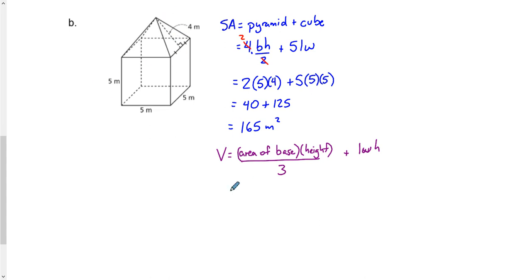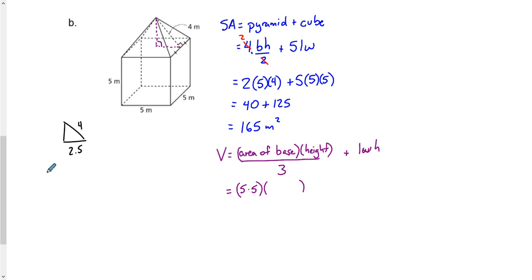So the good news is our area of this base is just going to be 5 times 5. The height of this pyramid is something that we're going to have to calculate, because we don't know what the actual height of the pyramid is. So let's calculate it out. The good news is we have a right triangle. The hypotenuse is 4, and this side will be half of 5, which is 2.5.